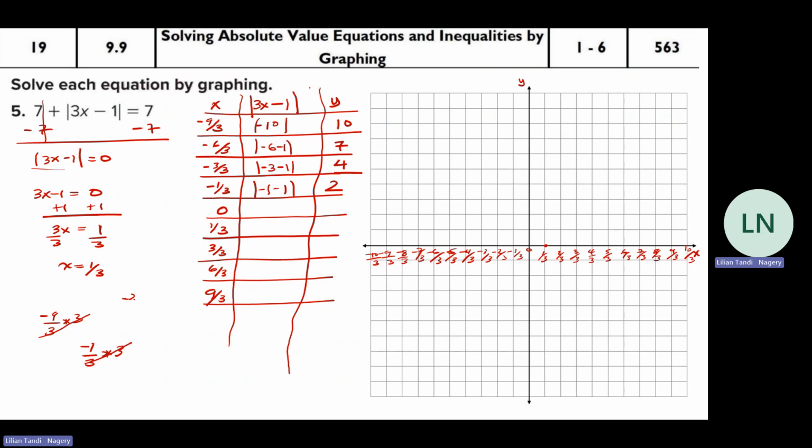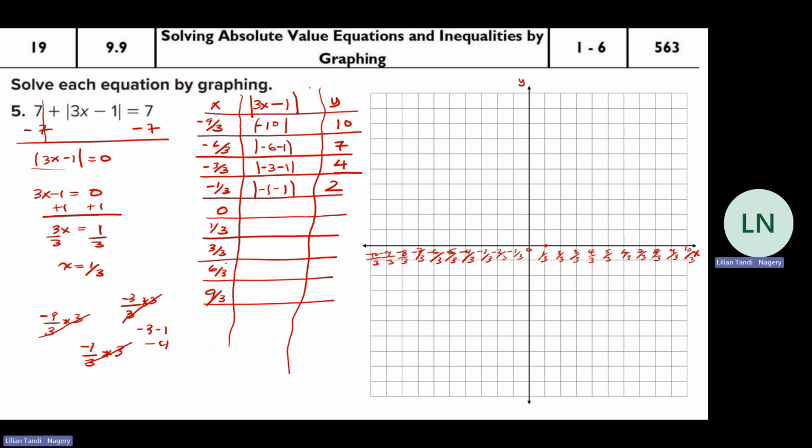Okay, negative 3. That is 1. Negative 3 over 3 times 3. This goes away. Negative 3 minus 1 is negative 4. I cannot have absolute value being negative. Okay. And then this goes with this. I'm left with negative 1. Negative 1 minus 1 is negative 2. And I cannot have that. Okay.